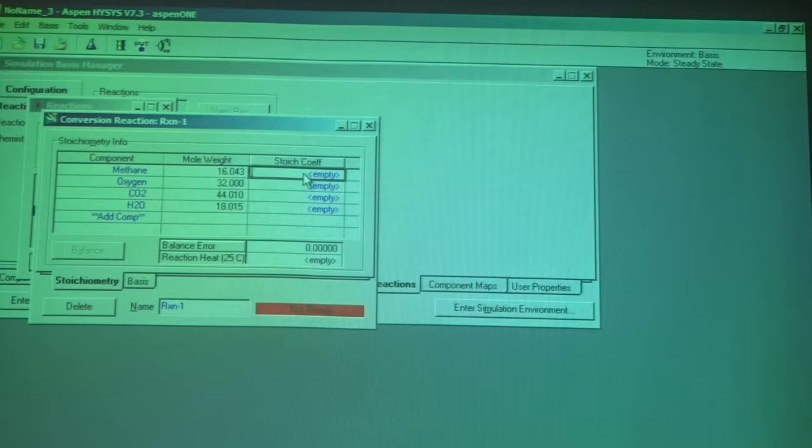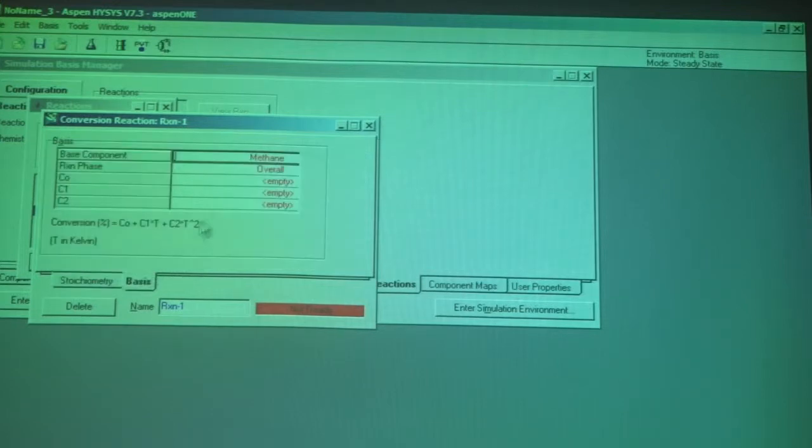We're going to choose the stoichiometric coefficients, which are -1, -2, 1, and 2. So now the balance error shows 0, which means that the stoichiometric coefficients are correct. The reaction is methane plus 2 oxygen gives CO2 plus 2 H2O. Okay, it's a combustion reaction of methane in presence of oxygen.